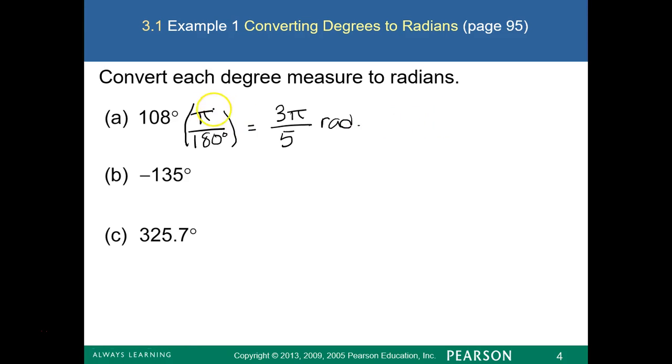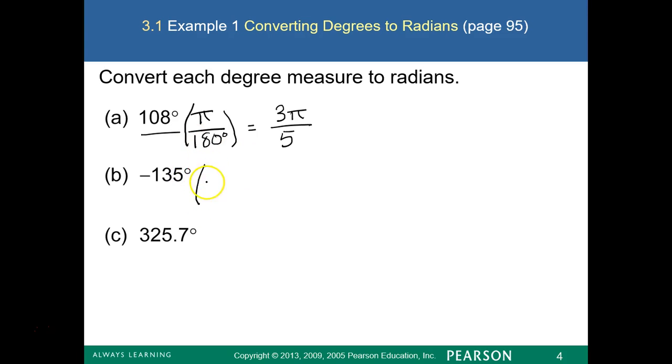If your degree or radian measure doesn't have anything written on it, either radians or the little degree symbol, it's understood always to be in radians, even if you don't have it tagged on the end. So that right there is 3 pi over 5 radians. That's a radian measure, the same thing as 108 degrees.